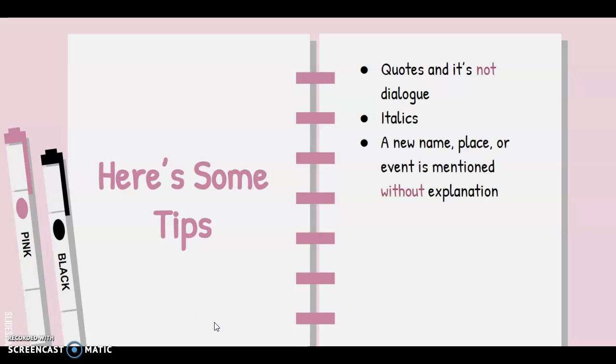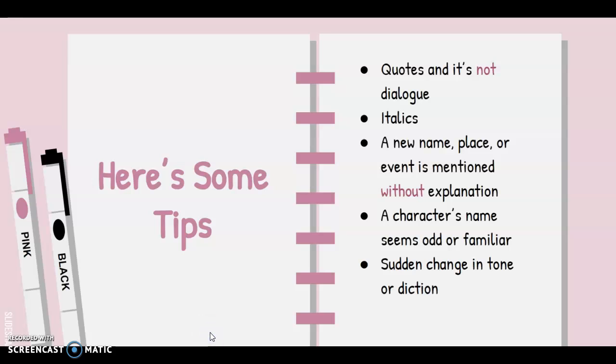Also, if a new name, place, or event is mentioned without any explanation, that might be a sign that it's an allusion. If they don't feel the need to explain it, it might be because they think we'll already know or understand what it is that they're referencing. Also, if a character's name seems really odd or kind of familiar, that might be a sign that the character's name could be an allusion.